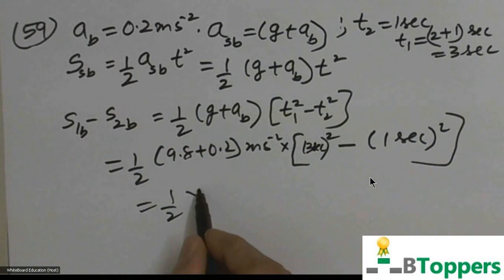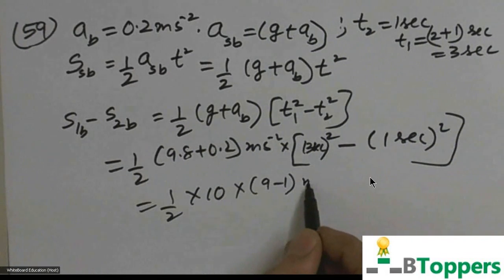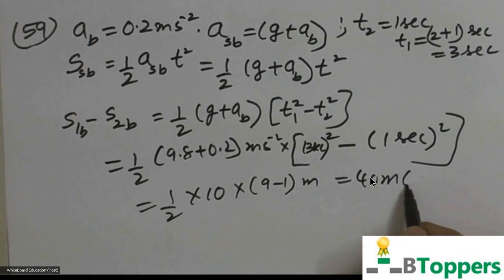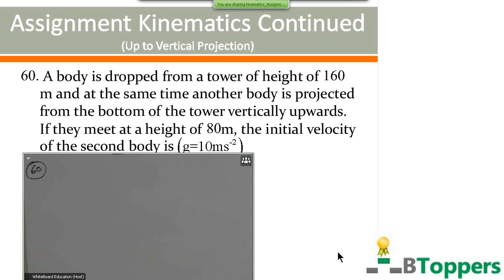So this comes out to be half into 10 into, so the answer will be 40 meter. If you want to copy the solution of the problem, you can take a pause and copy the solution. So, okay, you see I have discussed question number 59. Next, you see question number 60 here.